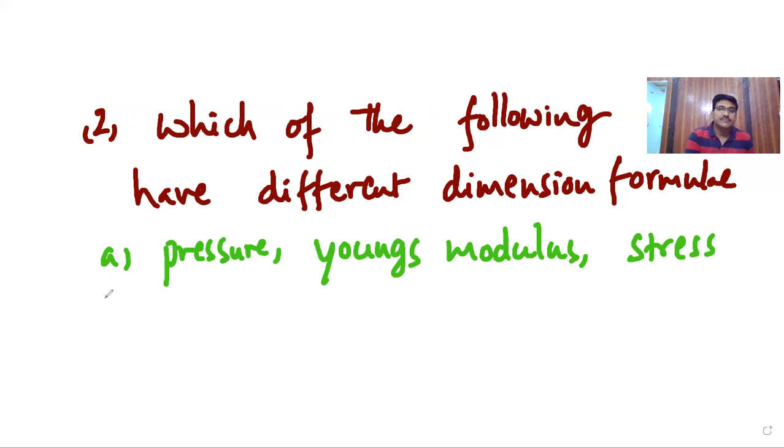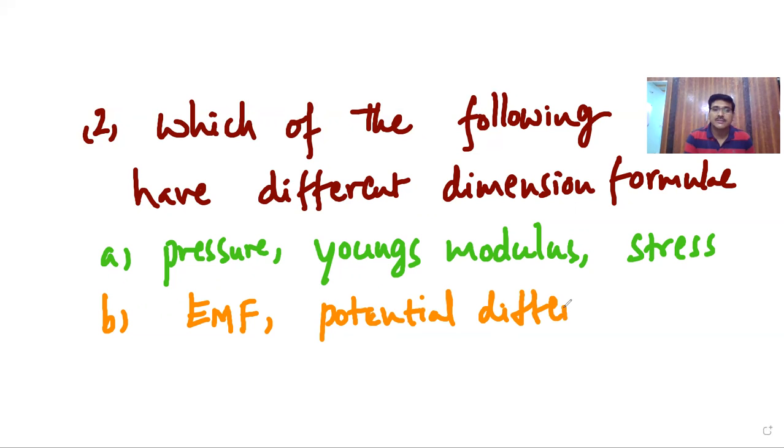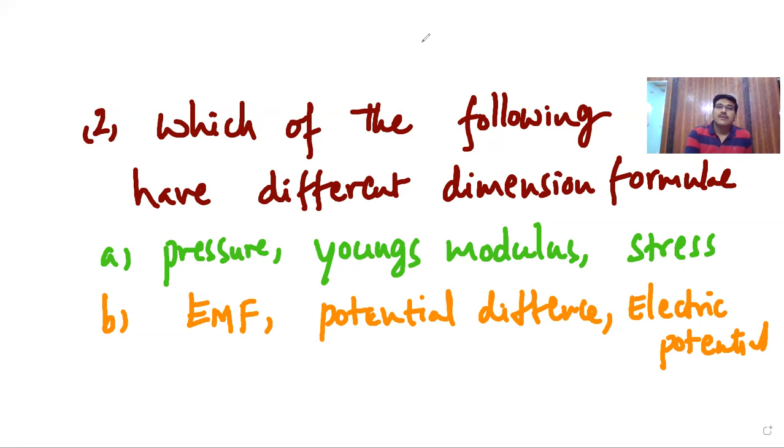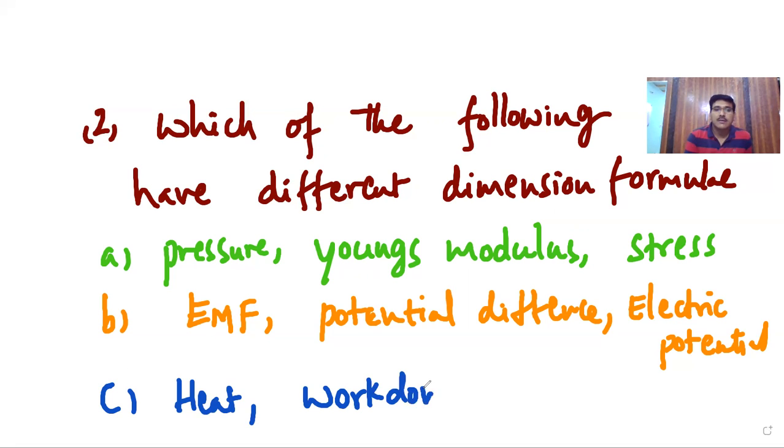The second option he has given is EMF, electromotive force, potential difference, difference electric potential. This is the second option he has quoted to you. The third option he has given is heat, work done, and energy.